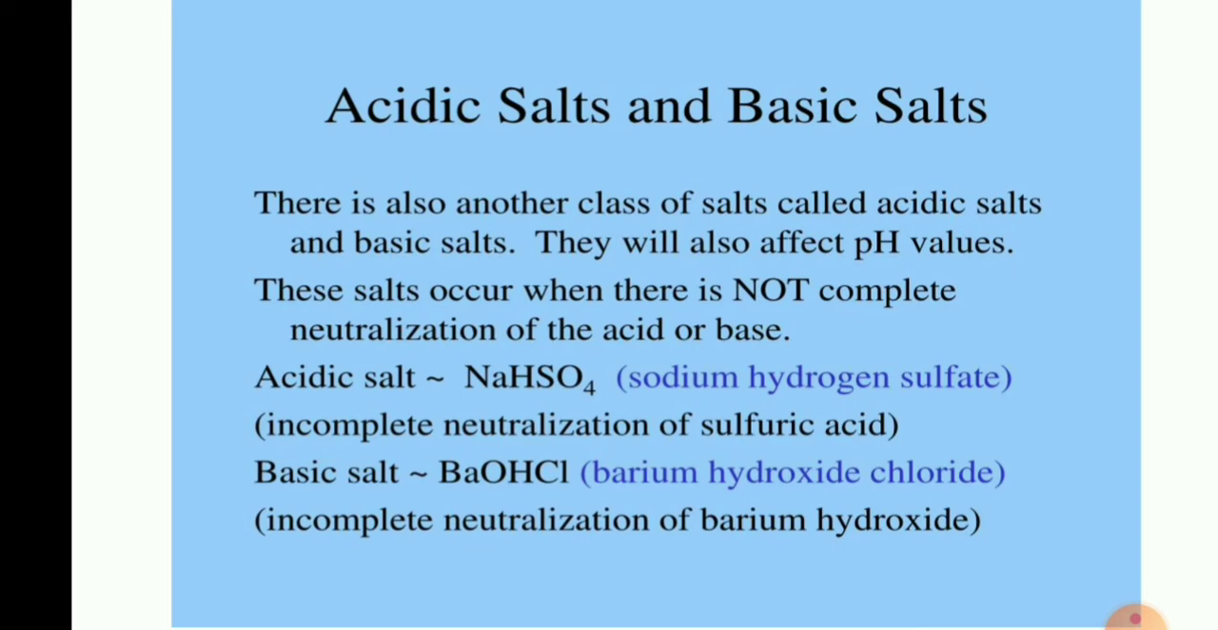And these salts occur where there is not complete neutralization of the acid or base. I have already told you what neutralization means. When an acid combines with a base, you get salt and water. That is called neutralization. Here, instead of equal amounts of acid and base, if you have taken more of the acid and a very small quantity of base, then that reaction is still neutralization, but the entire neutralization will not be completed. That means the salt you get will have more acidic properties, because you have taken more acid.